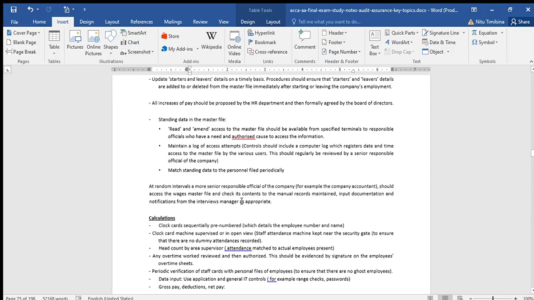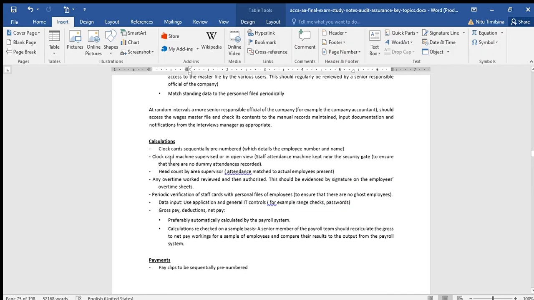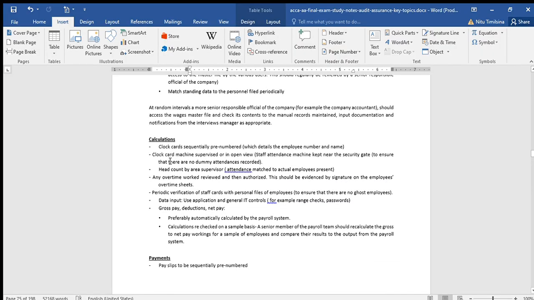Master file control: there should be restricted access, a logbook maintained, regular review should be done, and it should be matched with personnel records and independently checked by a senior official. At a random interval, a senior responsible official of the company, for example the company accountant, should access the wage master file and check its content to the manual record maintained, input documentation and notification from the personnel managers as appropriate.